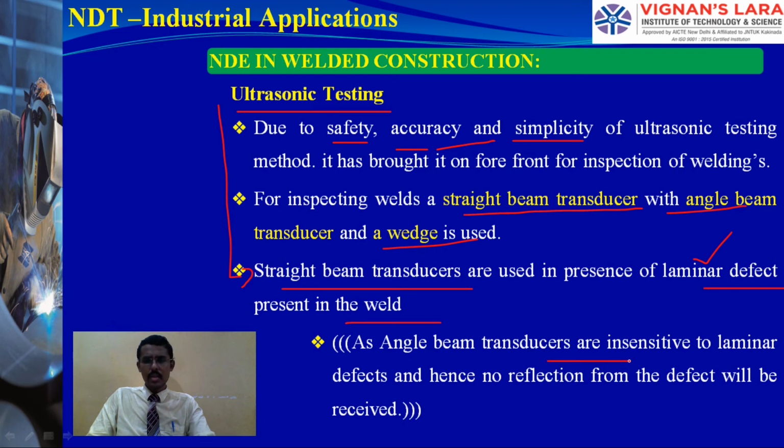As angle beam transducers are insensitive to laminar defects, no reflection from the defect will be received. So instead of using both the straight beam and angle beam transducers, we use only the straight beam transducer. We are not using the angle beam, as it is insensitive to laminar defects and may not reflect. That is why we use a straight beam transducer in the ultrasonic inspection. Some interpretations we are trying to do here.